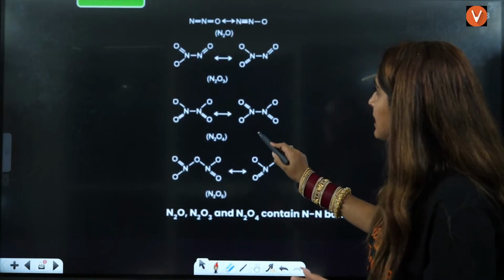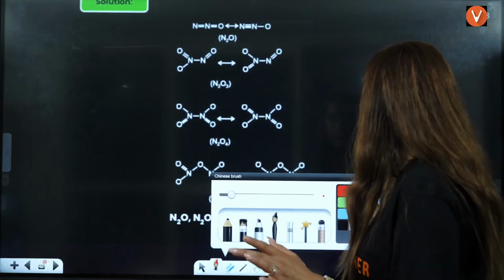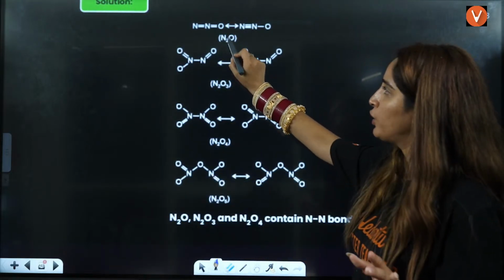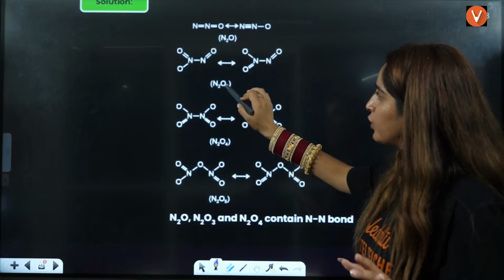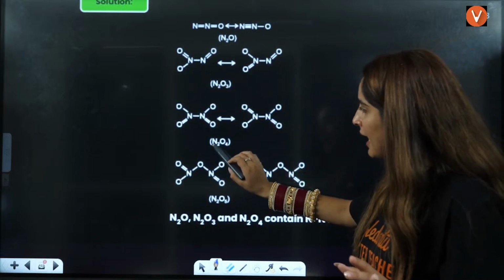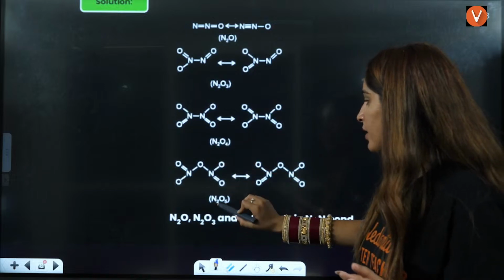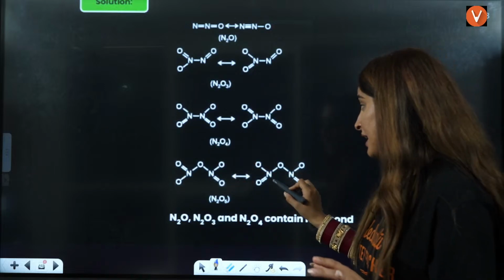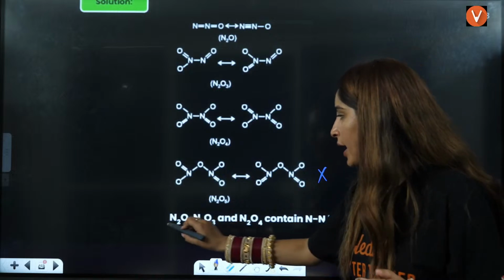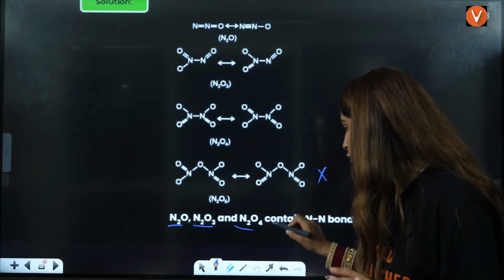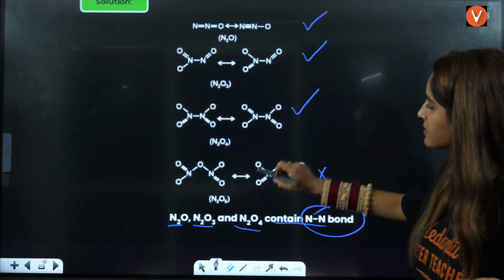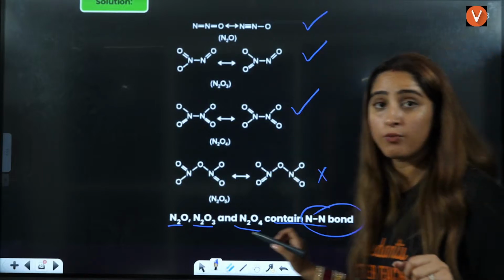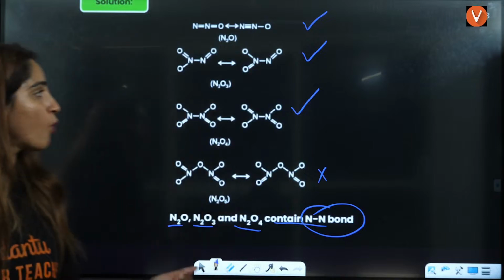As you can see here, this is N double bond, N2O. N2O3 has an N-N bond here. N2O4 also has an N-N bond. N2O5 does not have any N-N bond. So N2O3 and N2O4 contain an N-N bond. They can also ask you about N-O bonds also.